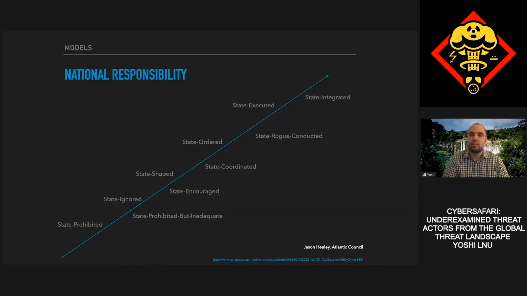So next, we're talking about national responsibility. So this is a scale. Jason Healey put this out, and I think it's important to talk about when we talk about state nexus cyber actors. So it goes from the left, state prohibited. That's where the cyber actors don't work with the government, they don't work for the government. In fact, if the government knew what they were doing, the government would stop them.